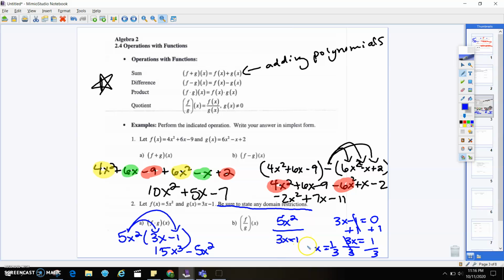Well, we can't have 0 in the denominator. So when they say state any domain restrictions, x cannot equal 1/3. Otherwise, this ruins this entire setup. So your final answer is going to be this fraction plus x cannot equal 1/3. You have to make sure that you put that little slash mark through the equal sign. Otherwise, it is wrong.